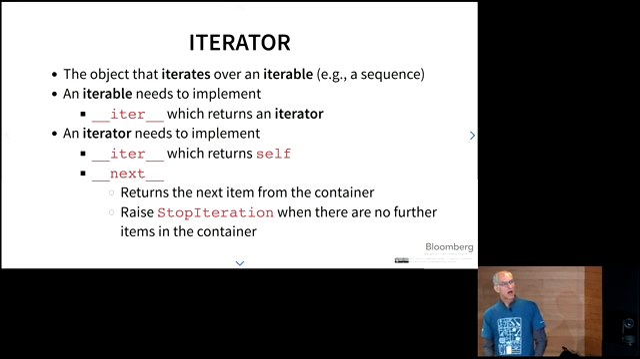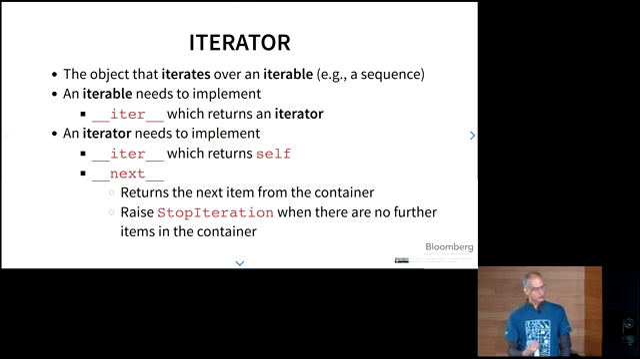An iterator is an object that iterates over an iterable. An iterable needs to implement the Dunder iter, which we saw before in the container. The iterator needs to implement Dunder iter as well, but it just needs to return itself. So if you call iter on something that is an iterator, it just returns you a reference to itself.